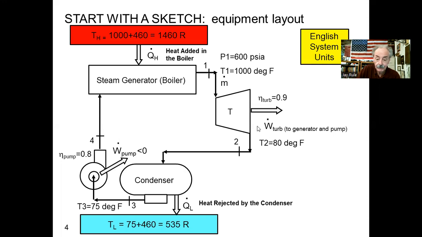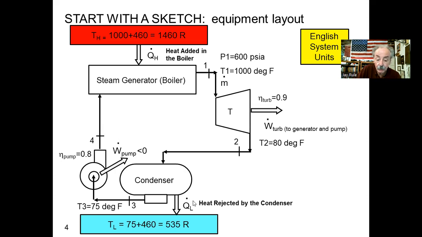Labeling state 2, the exit of the turbine, and given information T2 is 80 degrees F. More on that later. Here we've got a pipe going from the turbine exit into the inlet of the condenser. That's just basically a big vessel in which heat is transferred, let's say to river water. A condenser is a heat exchanger, but the steam leaving the turbine is condensed back into liquid. And so by gravity, the liquid's going to fall down into the hot well of the condenser.